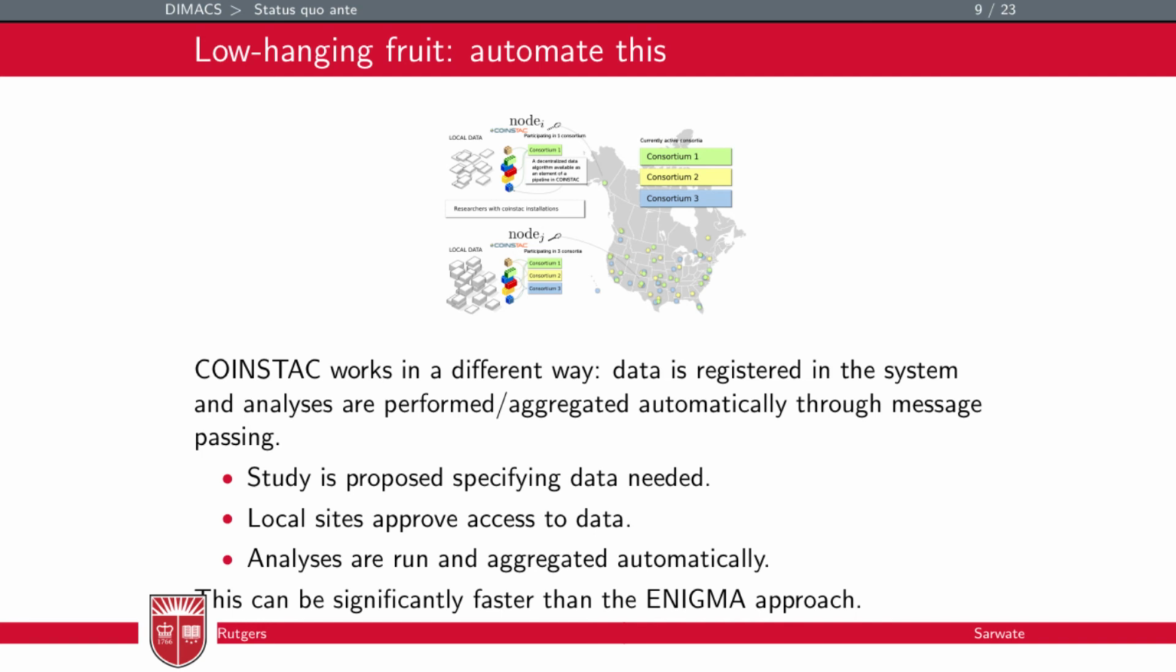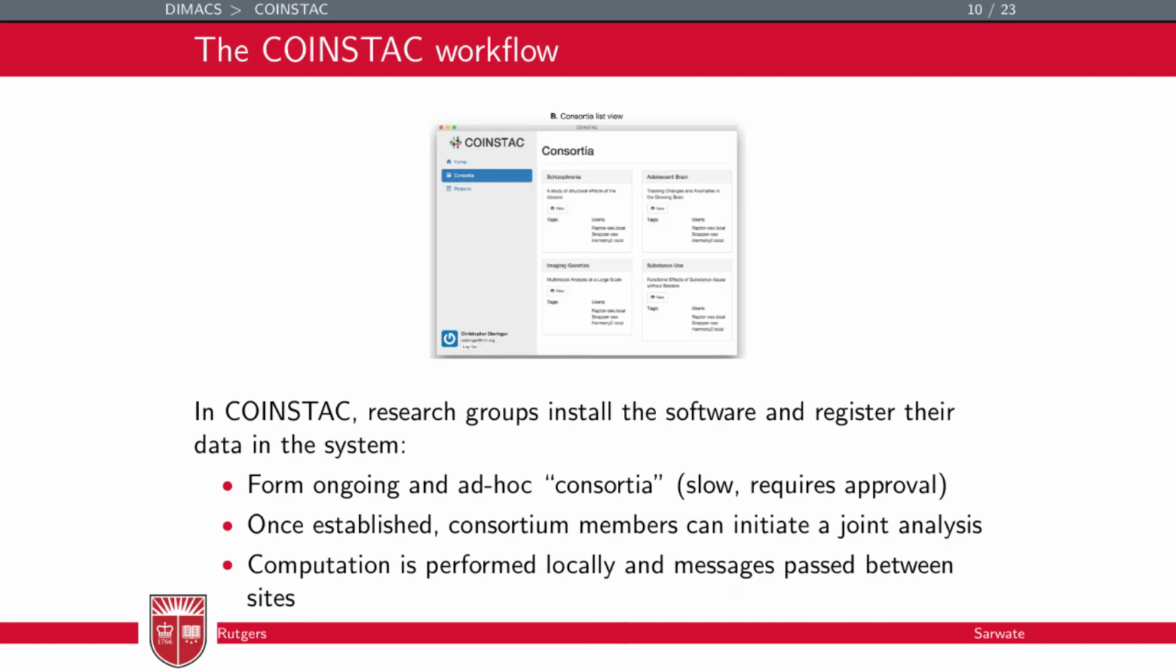Obviously, this can be significantly faster because it avoids the Excel issue. So basically, the way things are defined in the system is, you define these consortia. Either they can be ongoing, so I'm going to run multiple analyses through one consortium, or I'm going to, on an ad hoc basis, say, hey guys, can you let me have access to your data? And then basically once you have a consortium, you can initiate these kind of joint analyses.